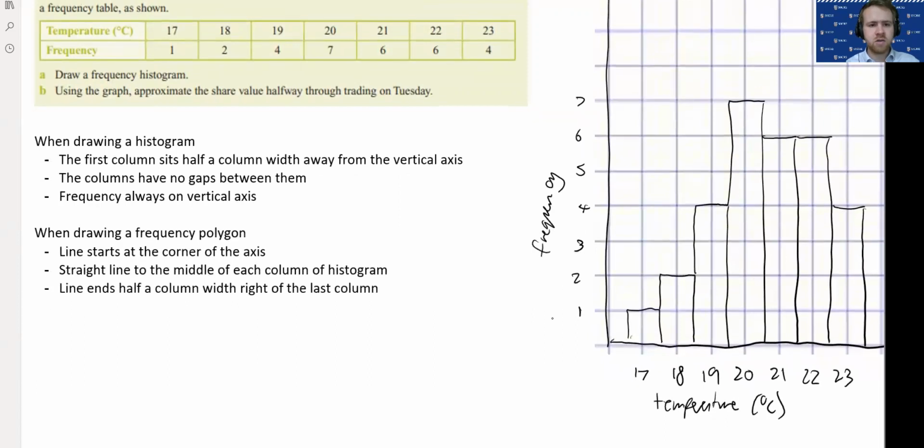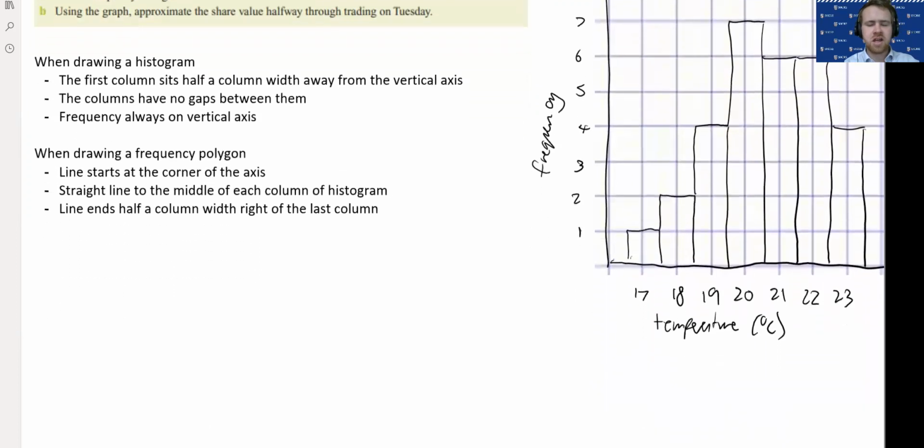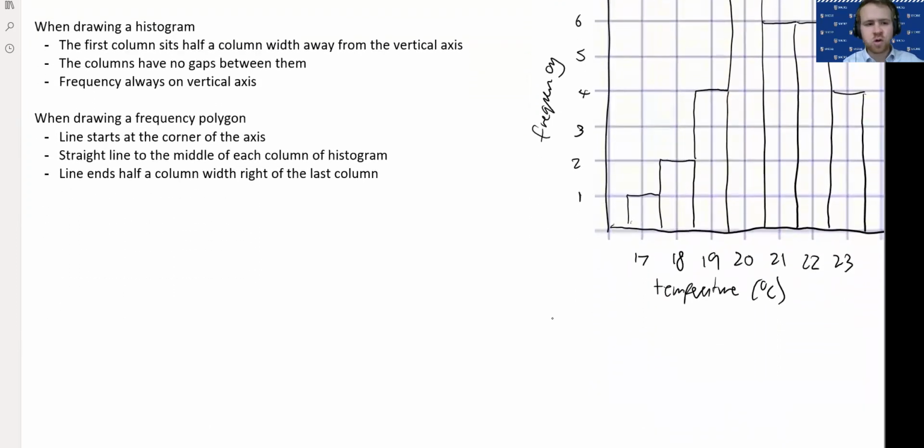What we need to do is we're also going to draw a frequency polygon. Okay. So a polygon is a shape that has multiple sides. And basically you're doing a line graph over the top of the columns that you've done. Now the first line starts at the bottom corner of our axis, and then it moves to the middle of each of these columns here.